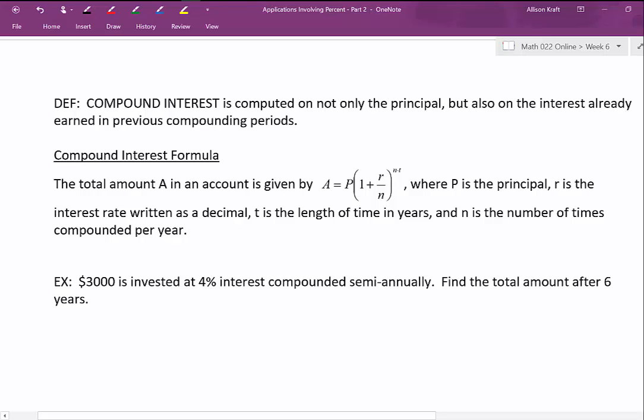Our compound interest formula says the total amount A in an account is given by A equals P times the quantity 1 plus R divided by N raised to the N times T power, where P is the principal, R is the interest rate written as a decimal, T is the length of time in years, and N is the number of times compounded per year.